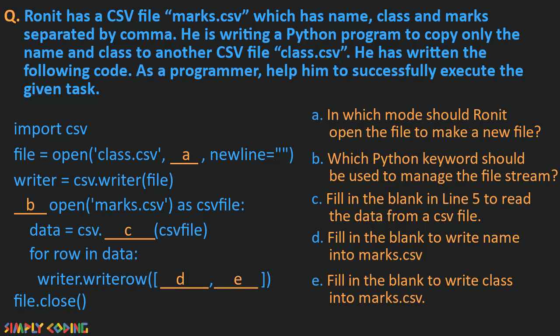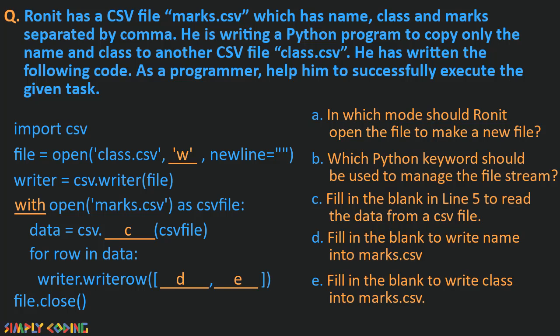So as you see, the program is given and a set of questions are asked on it. The first question is, in which mode should Ronit open the file to make a new file? Here we know the question is asking us to write to a new file and not append, so we will open the file in write mode. The next question is, which Python keyword should be used to manage the file stream? Here the Python keyword which is being used is with. With helps to manage file resources and you do not need to remember to close the file in the end.